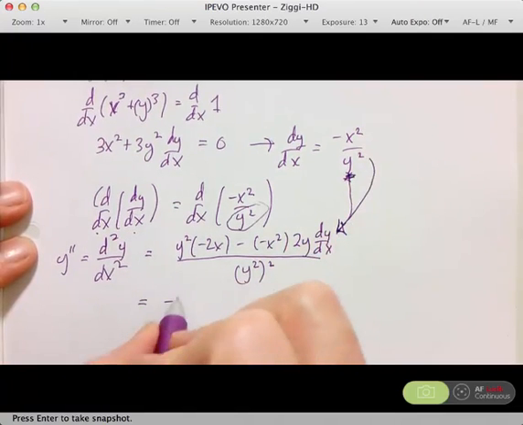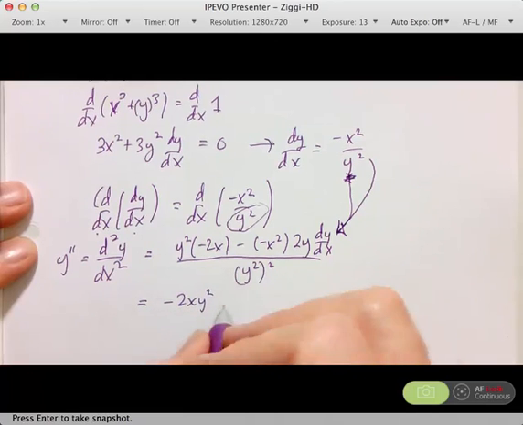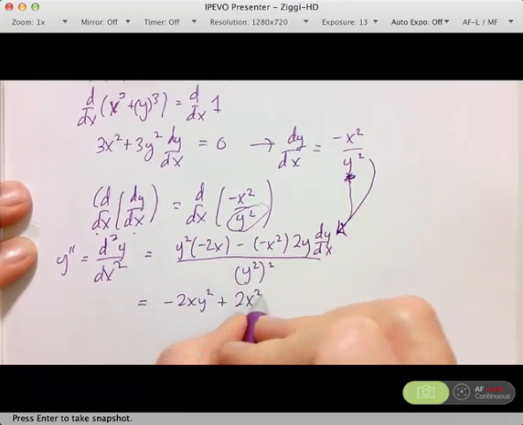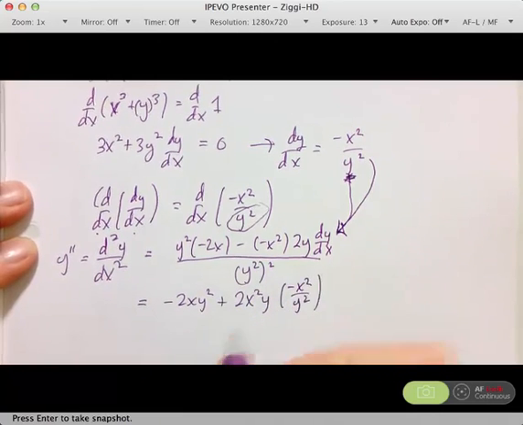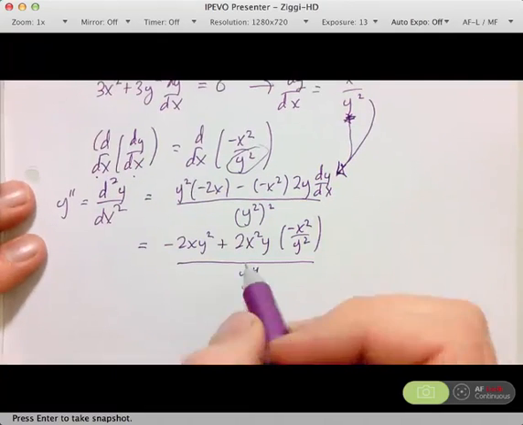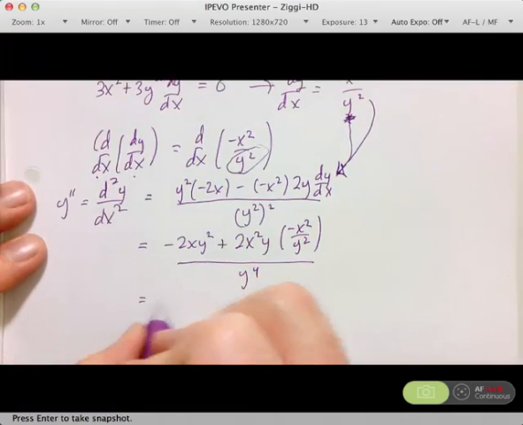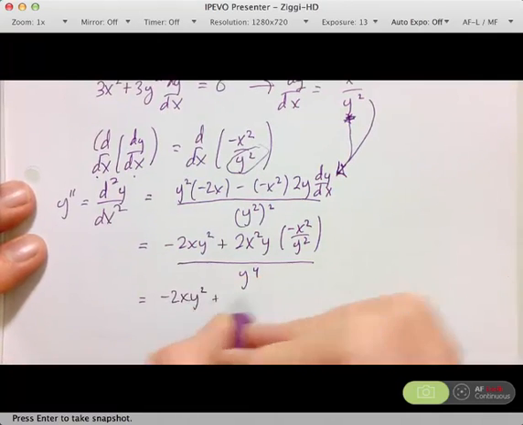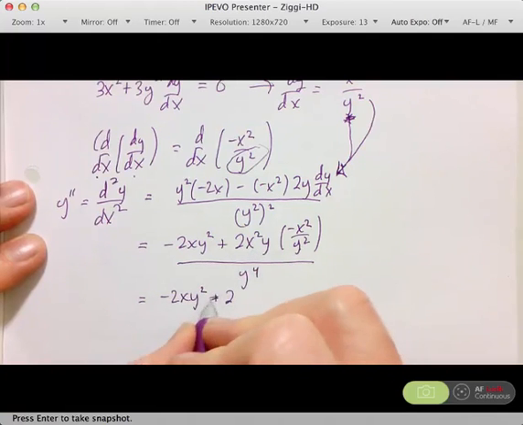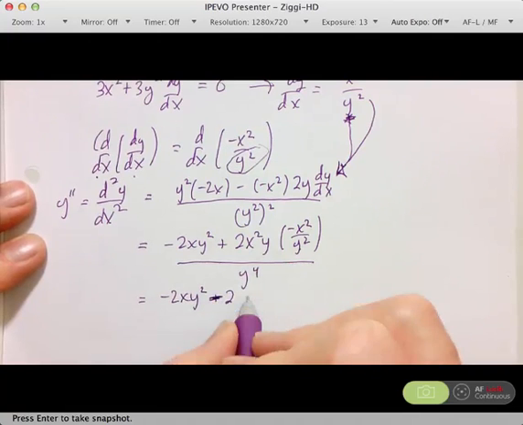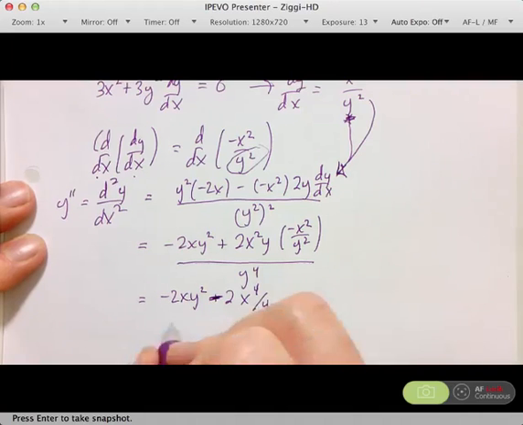So I get minus 2xy squared, minus minus gives me plus 2x squared y times dy/dx, so minus x squared over y squared, over y to the fourth. Let's clean up wherever we can here. One of these y's will cancel, and I'm left with 2. Let's see, a minus, so we'll put the minus here. x to the fourth over y. One y canceled. y to the fourth.